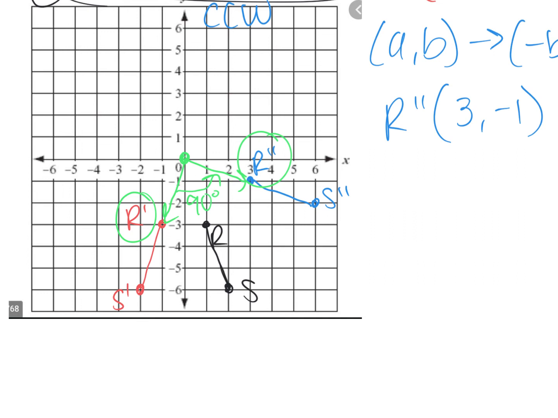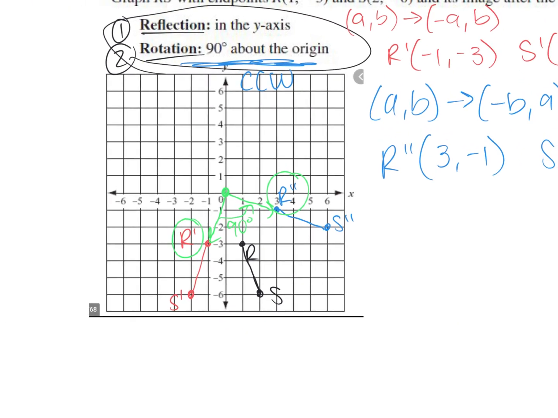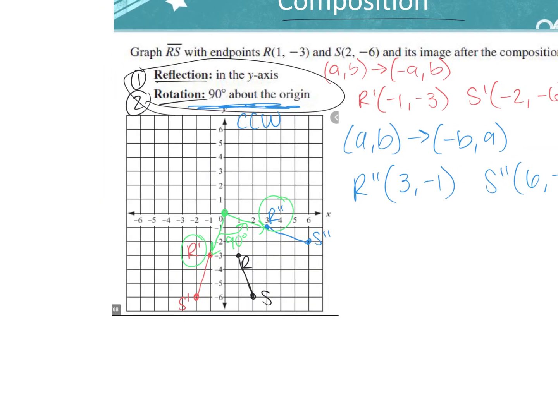Okay. So if the rotation's second, right? That's the second transformation. You're going to end up at R double prime, but you must start at R prime, not from R. Got it? Because what happened between R and R prime, guys? A reflection. A reflection, okay? Wait, so this one was 90 degrees? Yes. We're good? Yes. Okay.